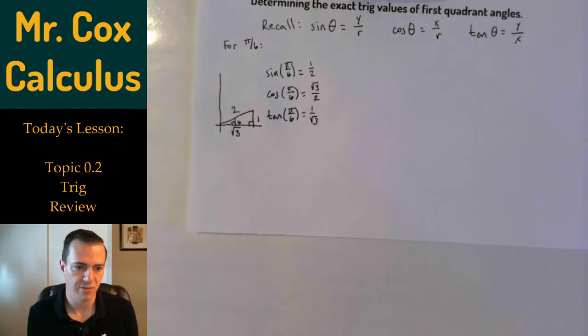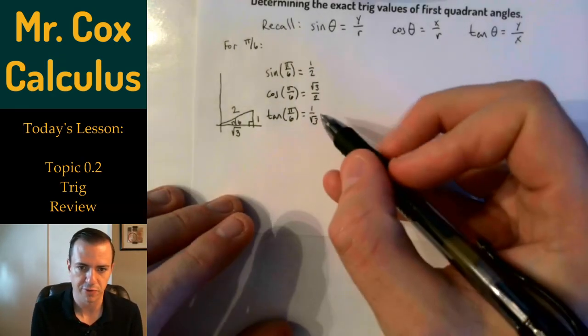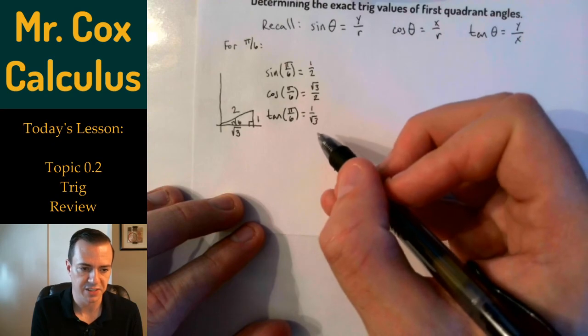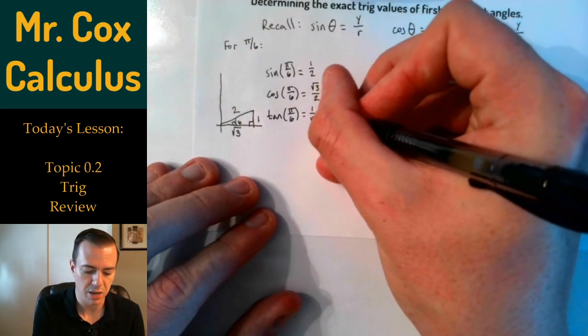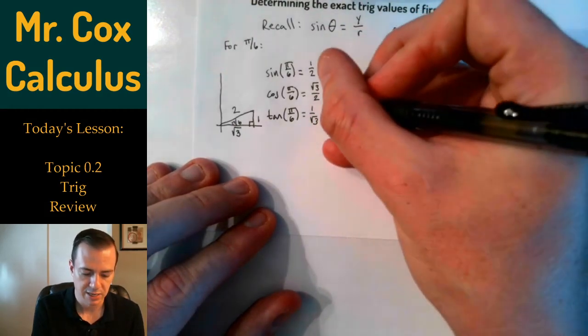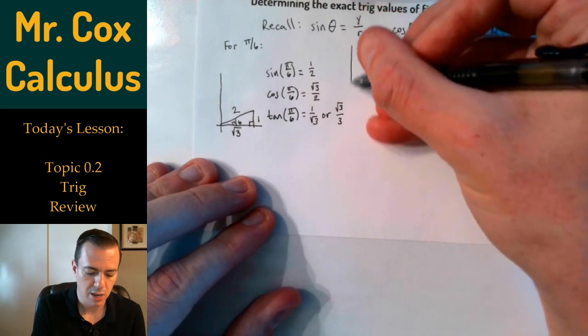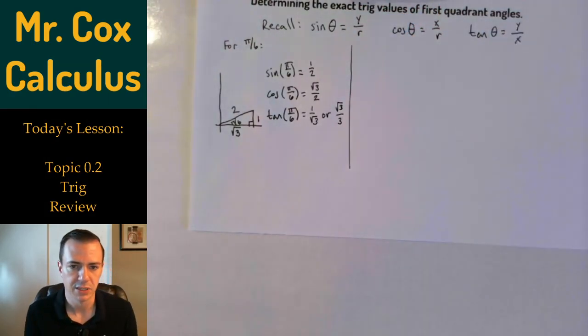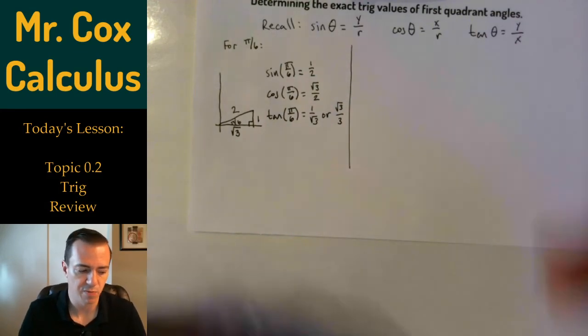And it's not important for my class that students rationalize or get the radical out of the denominator. However, some teachers do prefer it. Just remember, if you need to get rid of this square root of 3 in the denominator, you would multiply it by the square root of 3 over the square root of 3, and that gives you the square root of 3 over 3. Either one of those values would be acceptable for me, though, if we talked about the tangent of pi over 6.